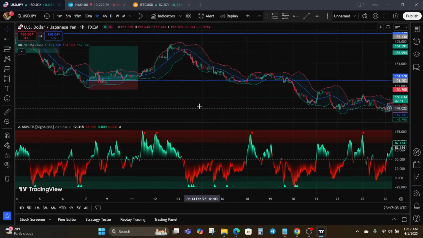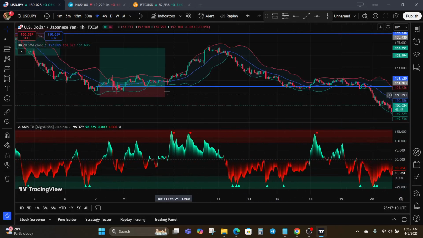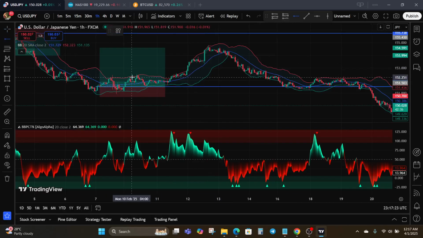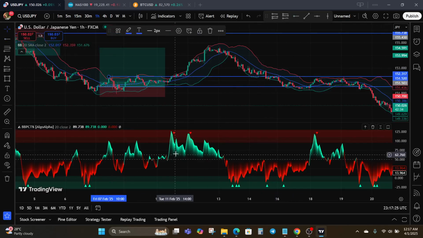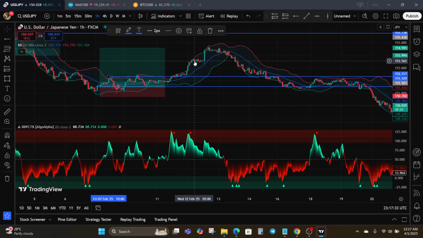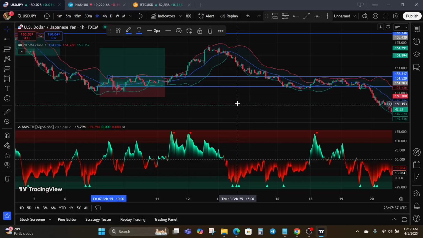Let's look for an example. You can see here it contracted, the percent rose, and then it signaled a potential expansion. You can see what happened around here: a possible breakout, and eventually the breakout prevailed. After the Bollinger Bands Percentile indicator rose, there was a breakout to the upside.